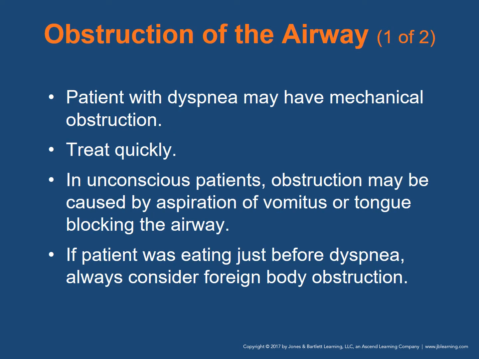And you can't forget about airway obstruction as a cause of difficulty breathing. So this could be a mechanical obstruction. It could be food or vomitus, secretions, even the tongue. And you've got to consider foreign body airway obstruction for difficulty breathing and treat it appropriately if that is the case.